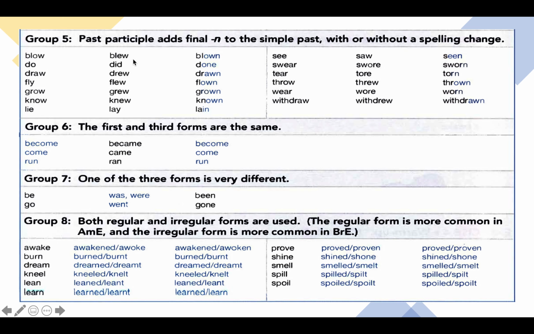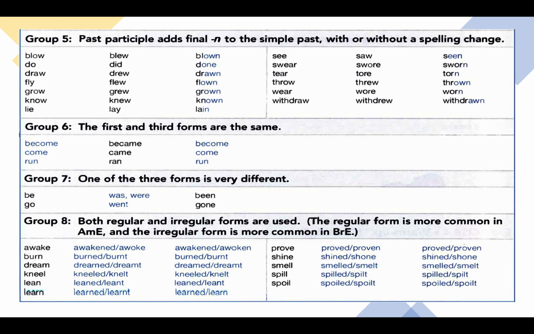Okay, so blow, blew, blown; do, did, done. So there are changes. We can't have a 100% rule for this group 5, but there is a common thing between all of them in the past participle. As you can see, we add the final "n" to the simple past, okay? And sometimes we have a spelling change, sometimes there is no spelling change. So this is group 5.